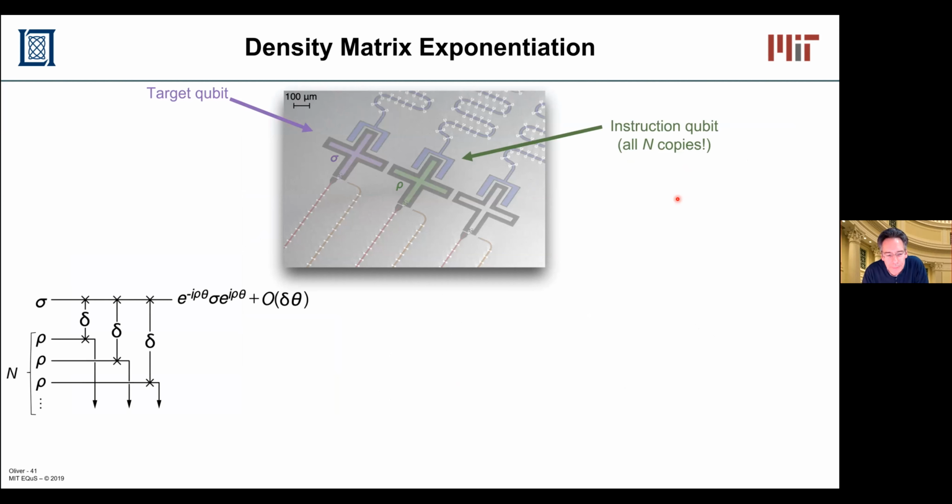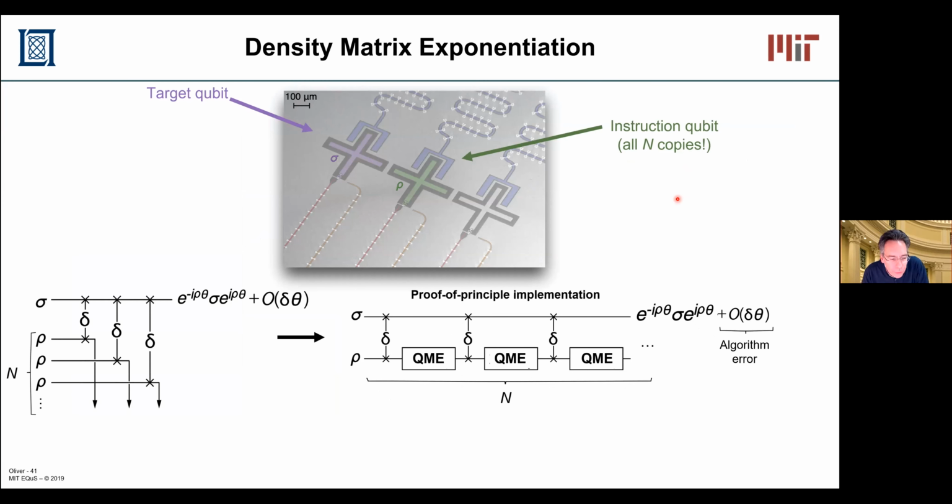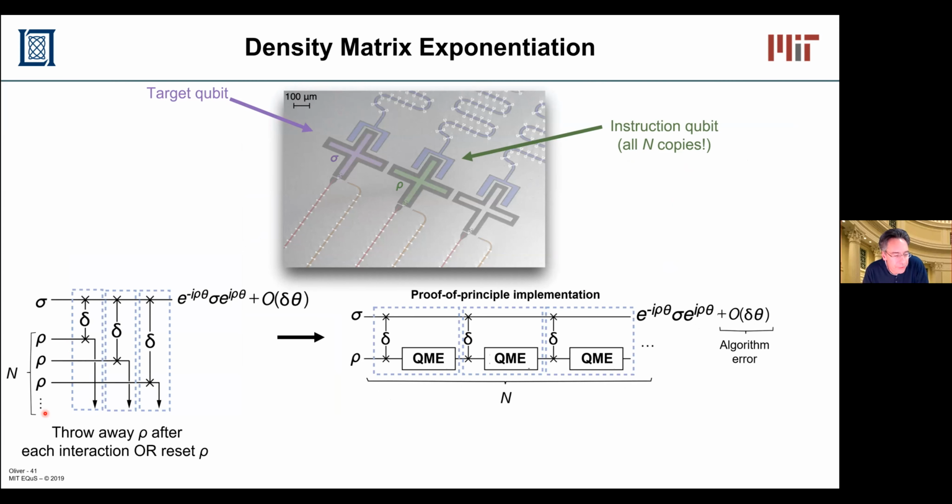So we did this experiment, and rather than using n copies of the instruction state, what we would do is reset the instruction state. You keep the same state, but then you just reset it. Now it turns out that measurement and feedback was slow enough that we wanted to do something even faster, which is called quantum measurement emulation. And Amy's going to talk about that later today. But with quantum measurement emulation, we could basically approximately reset rho after each rotation. That of course introduced a new error, but it allowed us to do this experiment.